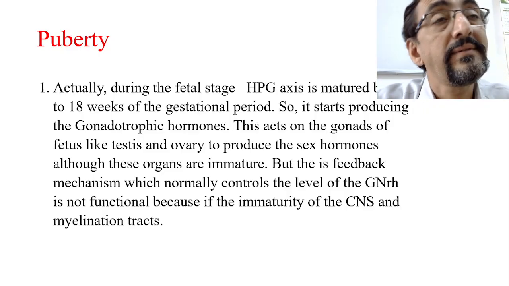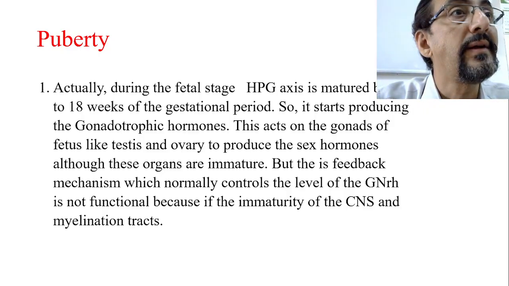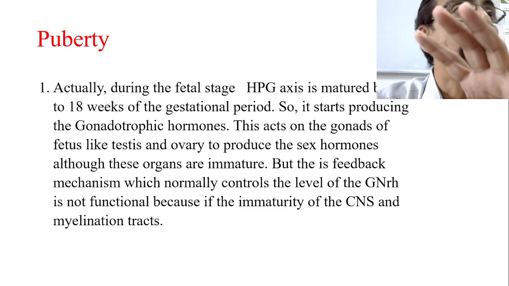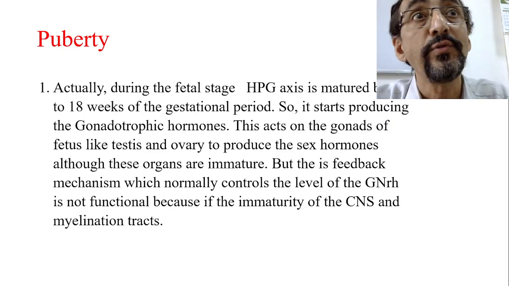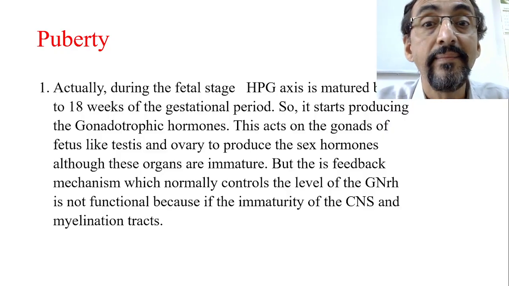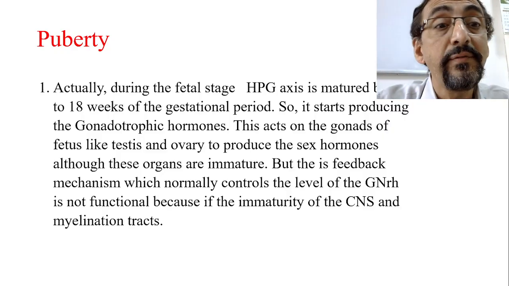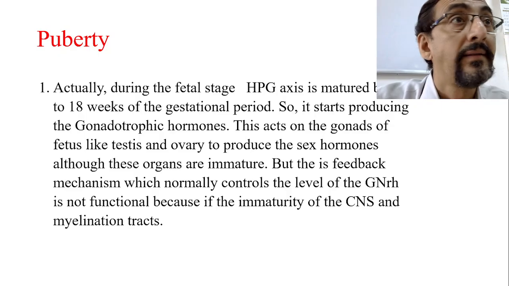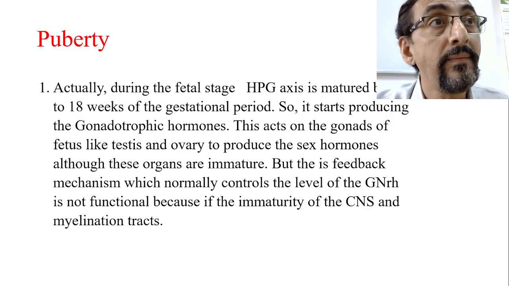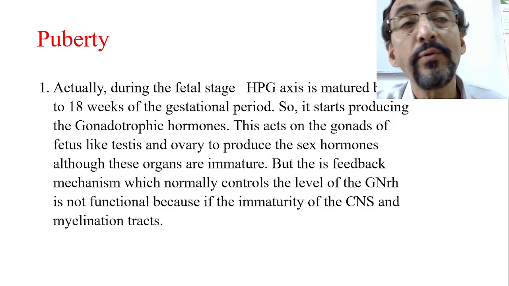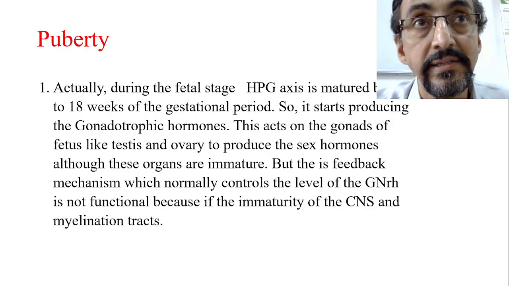But the problem is, luckily, the organs are immature. Organs are immature, therefore they are not able to produce their action. The hormone is there, but this is the feedback mechanism. That means the organs are not utilizing this gonadotrophin hormone, so the level of the gonadotrophin hormone increases in the blood.